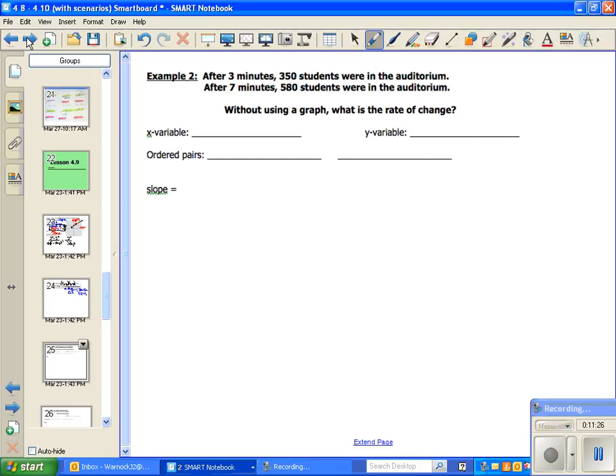After 3 minutes, 350 students entered the auditorium. After 7 minutes, 580 students were in the auditorium. Okay, what are your x and y? I want to know what the rate of change is. What's your x and y variable, Mike? Good. Minutes and students. Okay, 2 ordered pairs.